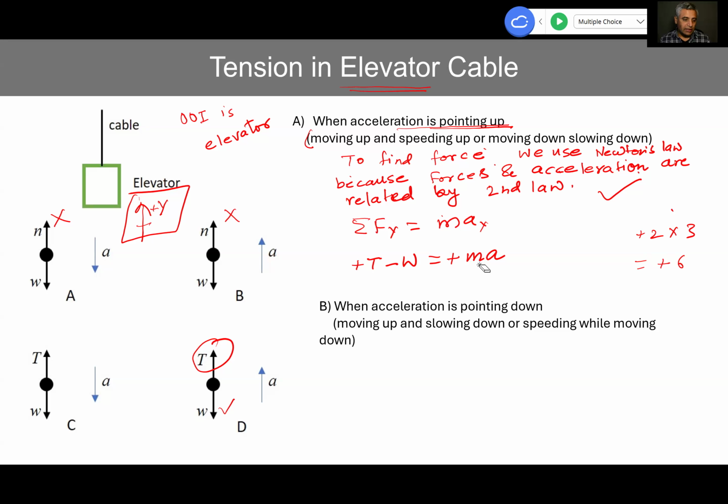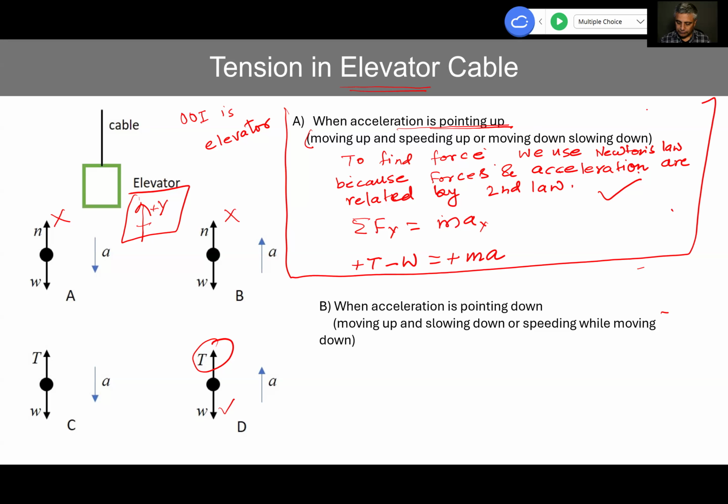There is a question: what if A is negative? So M times negative A, what is that? 2 times negative 3, what's the result? Negative 6. So that means this will have a negative sign in it, right? Good question. Okay, that said, now let's move to B. So this is done.